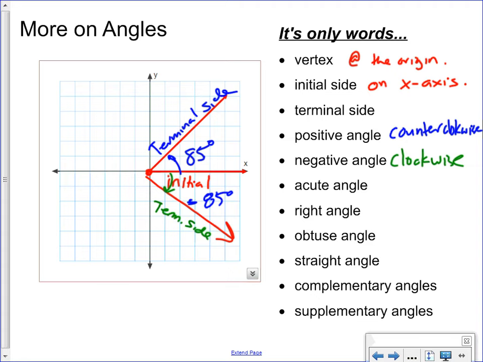Here we go. An acute angle is anything between 0 and 90. An acute angle is between 0 degrees and 90 degrees. They're called baby angles because they're so cute.